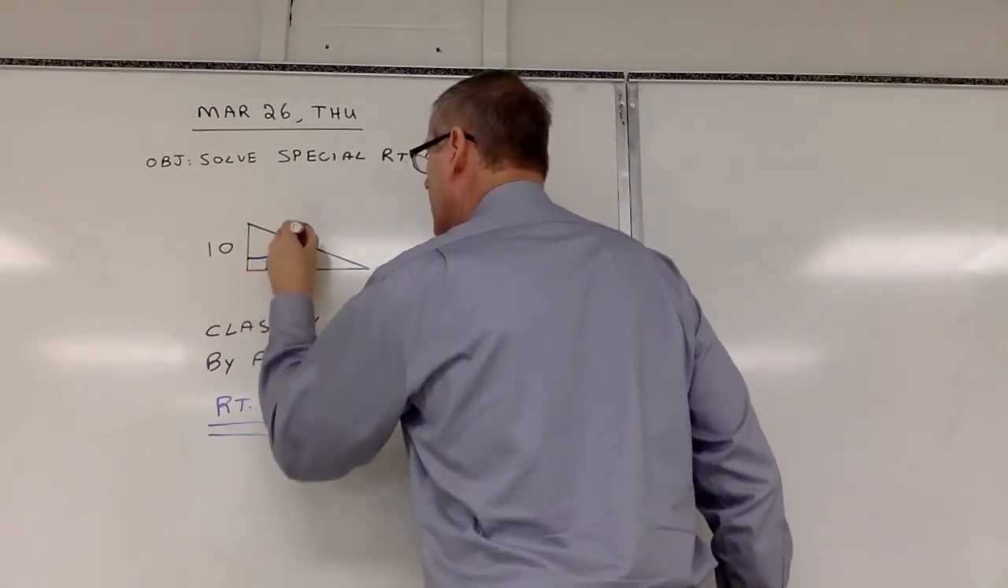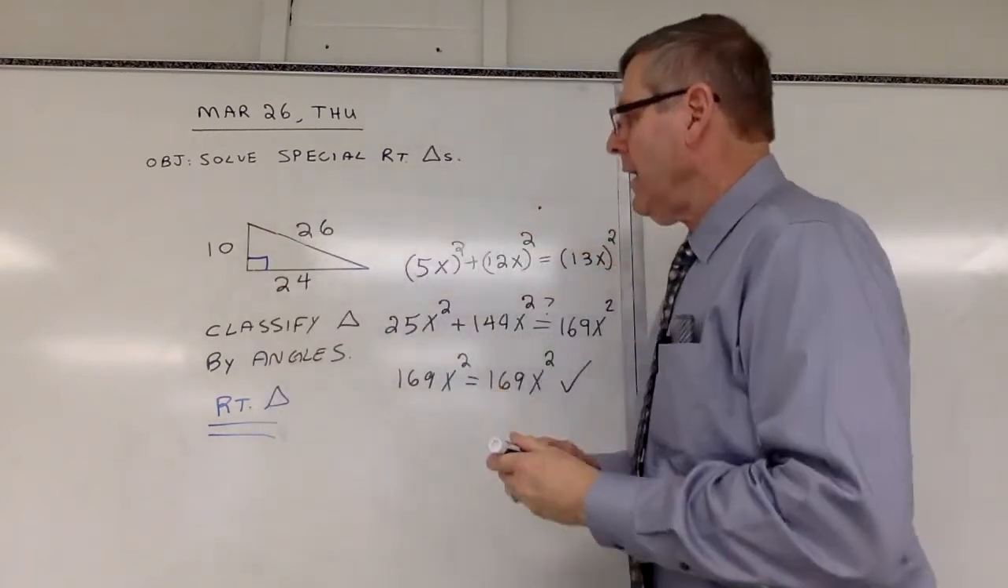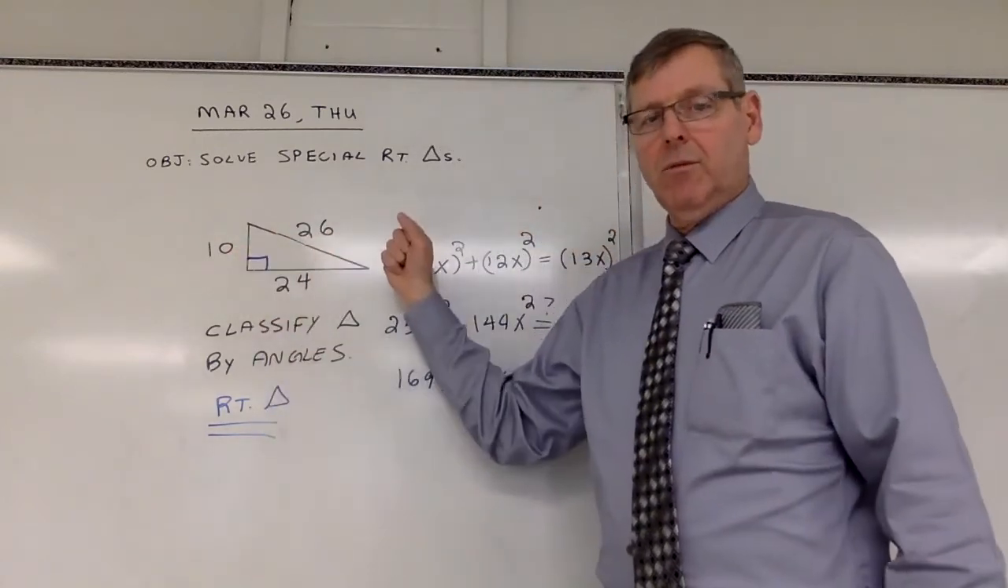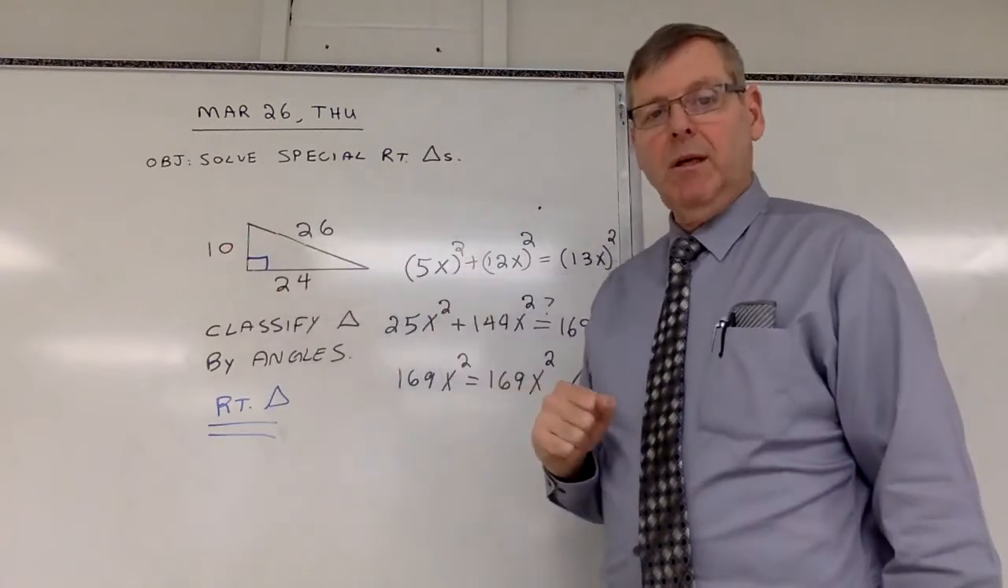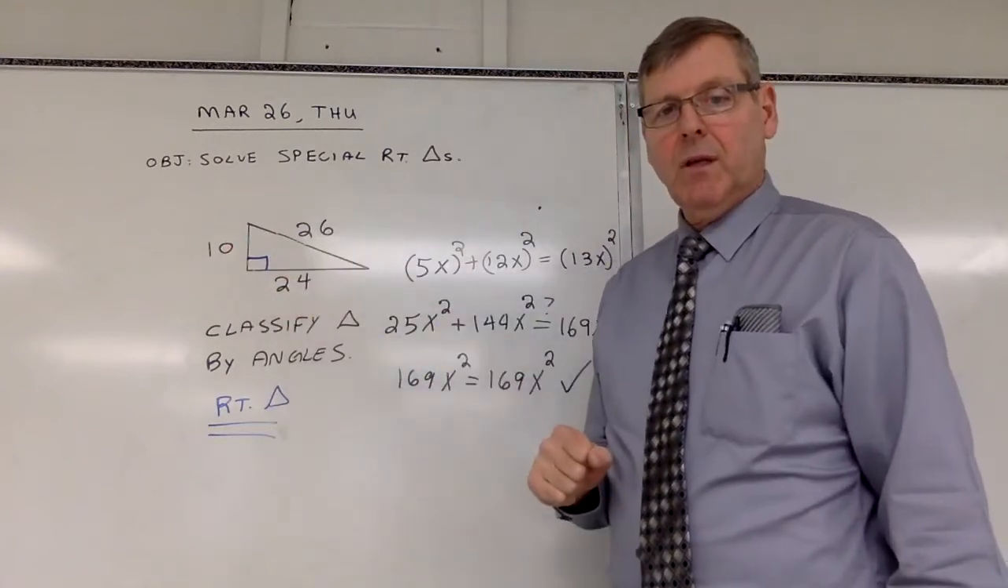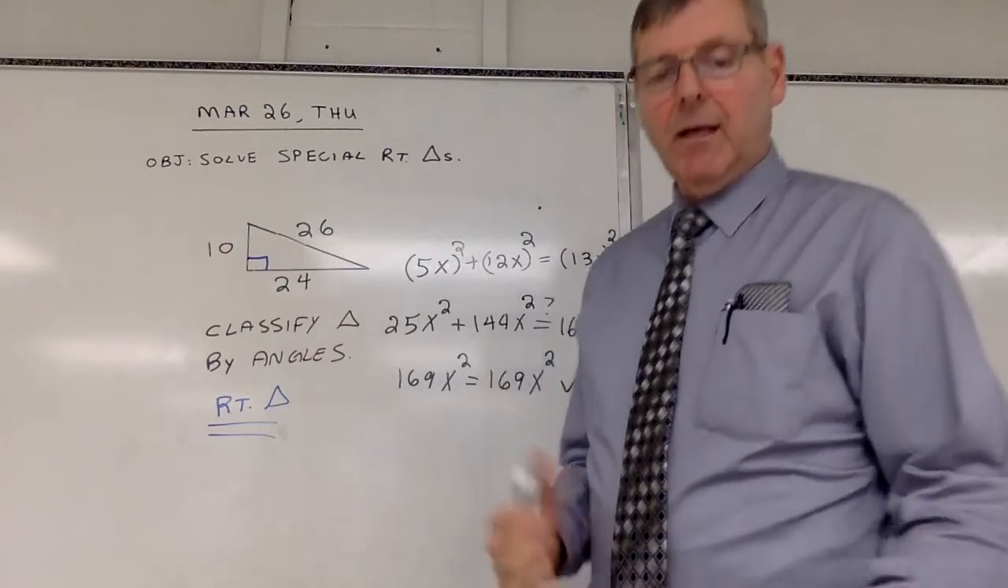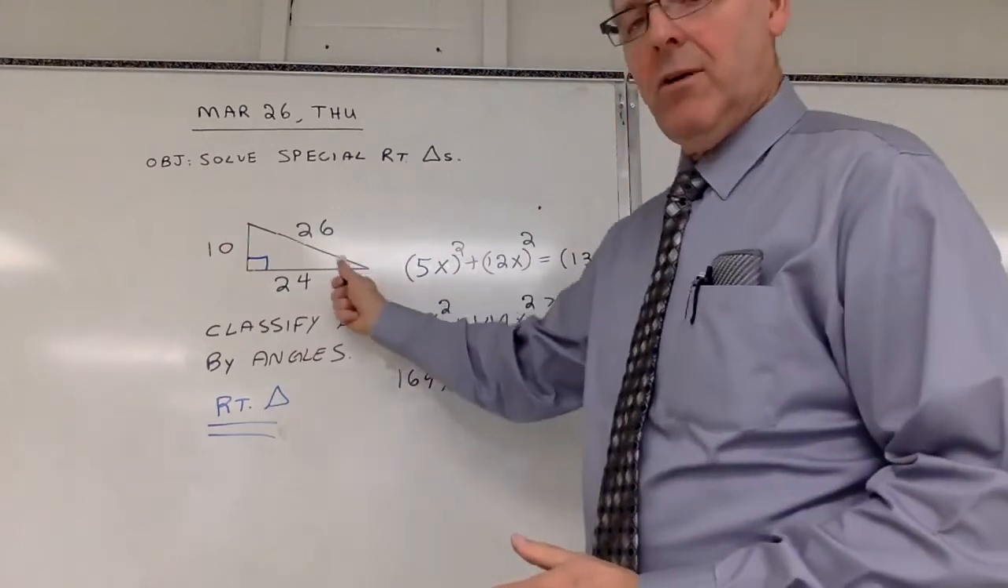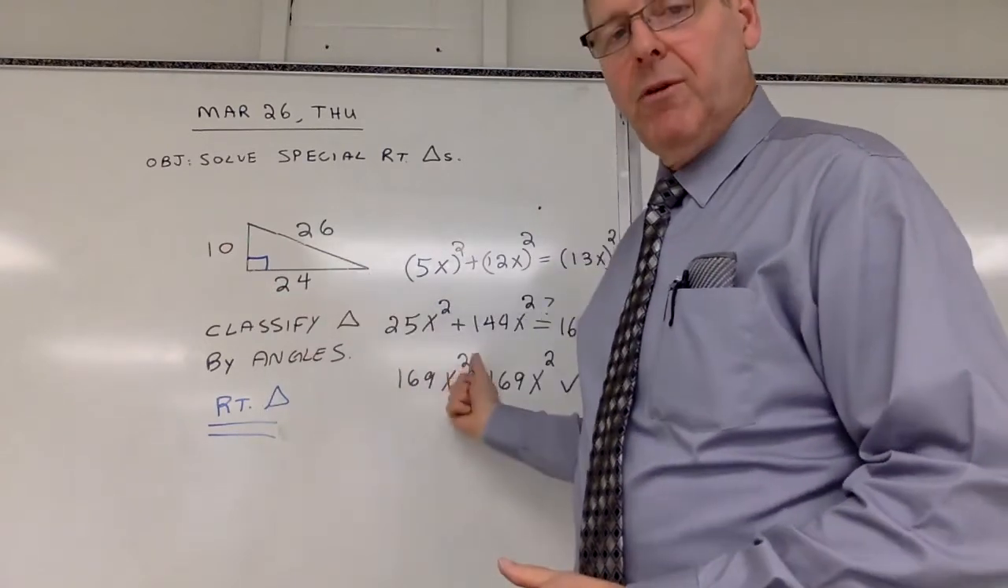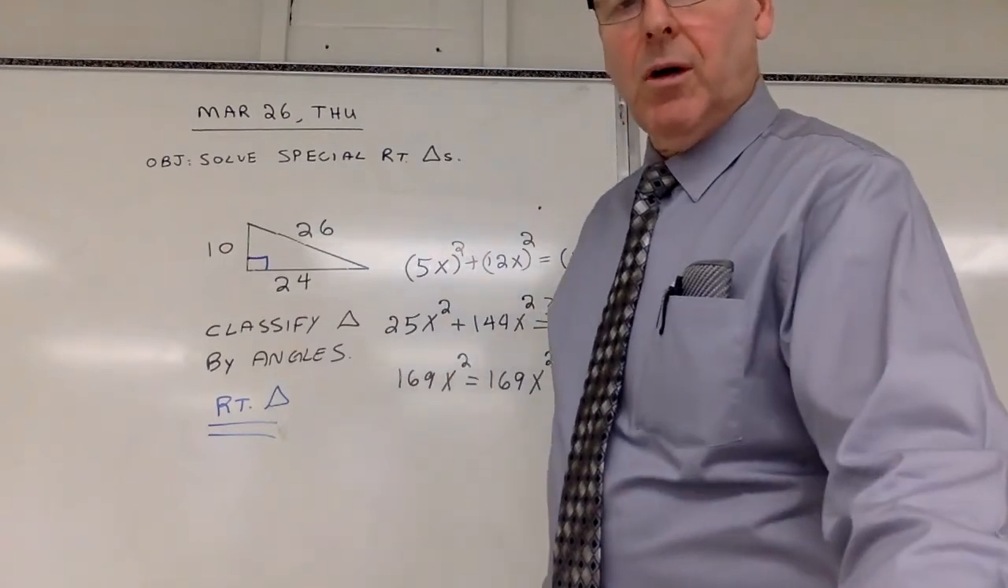24 and 26. And if I did the Pythagorean theorem on these numbers, it would work. I know that must be a right triangle. So that's the second, a little more complicated use of the Pythagorean theorem that we have been doing. But if you can follow along with this one, you should be all set.